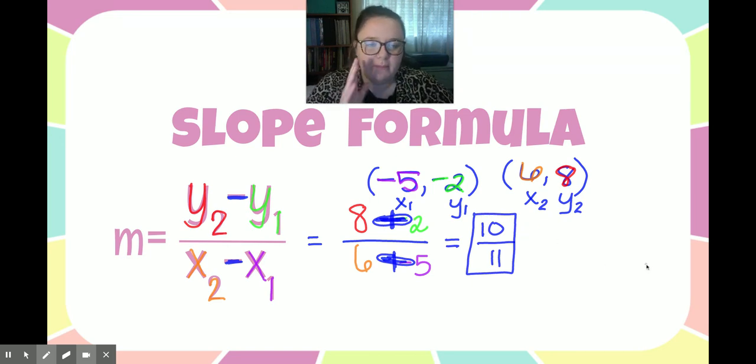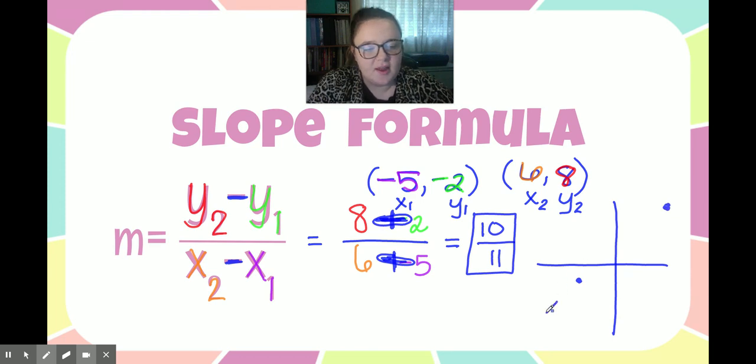Let's talk about the meaning of that. If I were to graph these 2 points, the first point is -5, -2. So I go over -5 and down -2. And then the next one is at 6, 8. So I go over 6 and then go up 8. And if I were to connect those 2 points with a line, the slope of that line, or the steepness of that line, is 10 over 11.